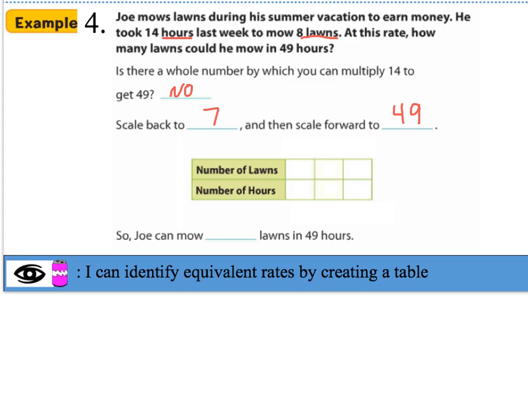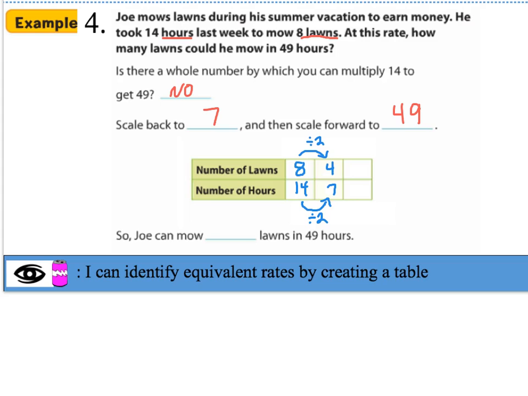So using our table, we can go ahead and fill it out with the information we know. We know that he can mow 8 lawns in 14 hours. So let's go ahead and scale back. We can make 14 look like a 7 by dividing 14 by 2. So 14 divided by 2 becomes 7. And I can do that same exact thing to the top. Divided by 2. And 8 divided by 2 gets me 4.